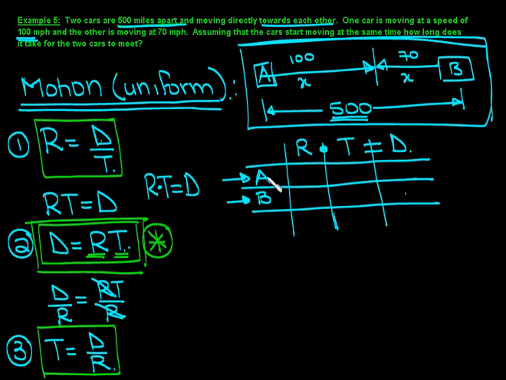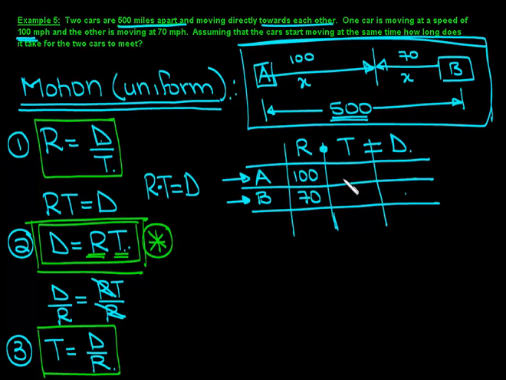What was the rate of car A? How fast was car A traveling? This cell represents the rate of car A. Car A was traveling at 100 miles per hour. How fast was car B traveling? This is the rate of car B. That was 70 miles per hour. So you can see how easy it is to fill the grid up because everything is given to us.